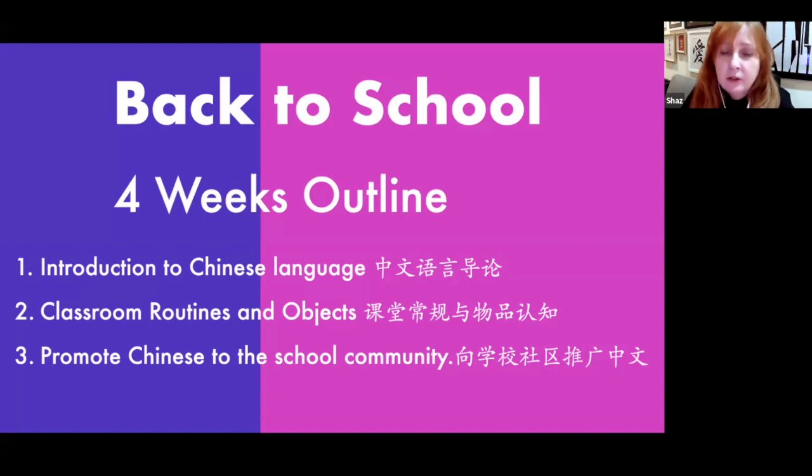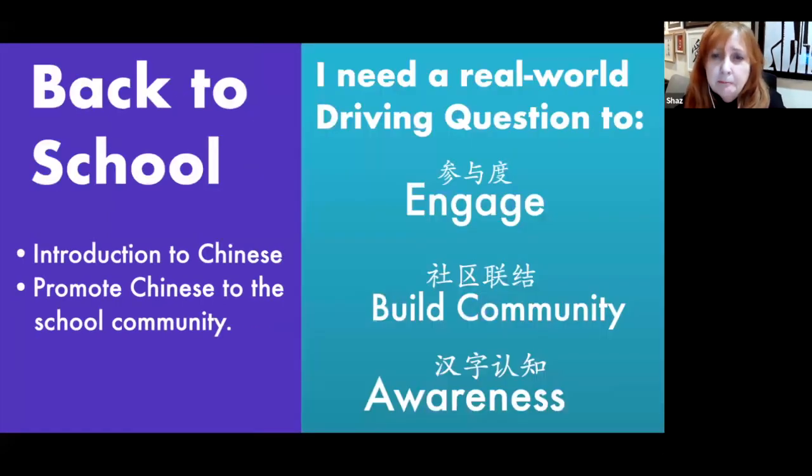And another thing that I always want to do is promote Chinese in the school community. So very often Chinese is a very foreign language to many students. So I want to do some sort of PR around the school building, so that students will become more familiar with Chinese characters and Chinese. So that's generally my outcomes for the first 4 weeks. And I also want to engage the students who are just starting to learn Chinese. I want them to build community and awareness of the language.